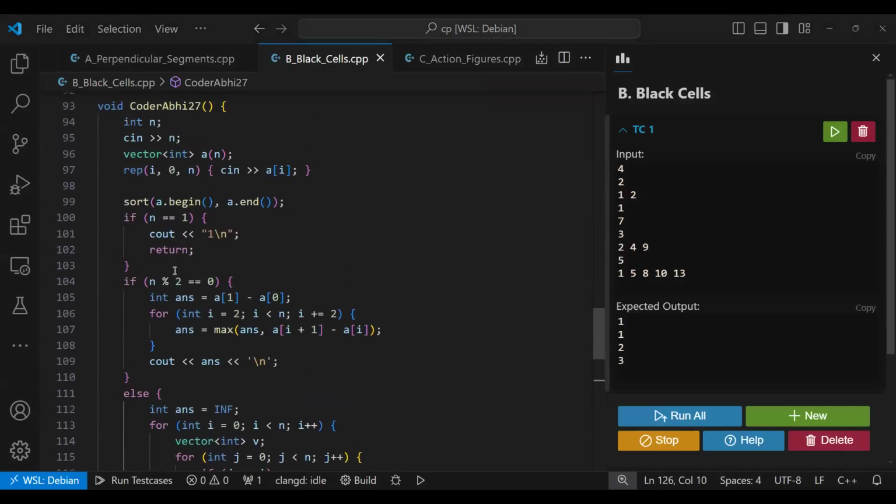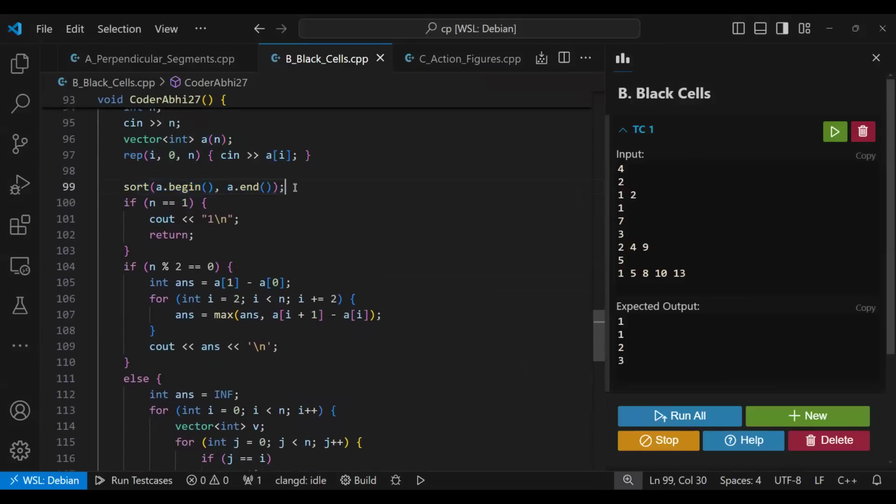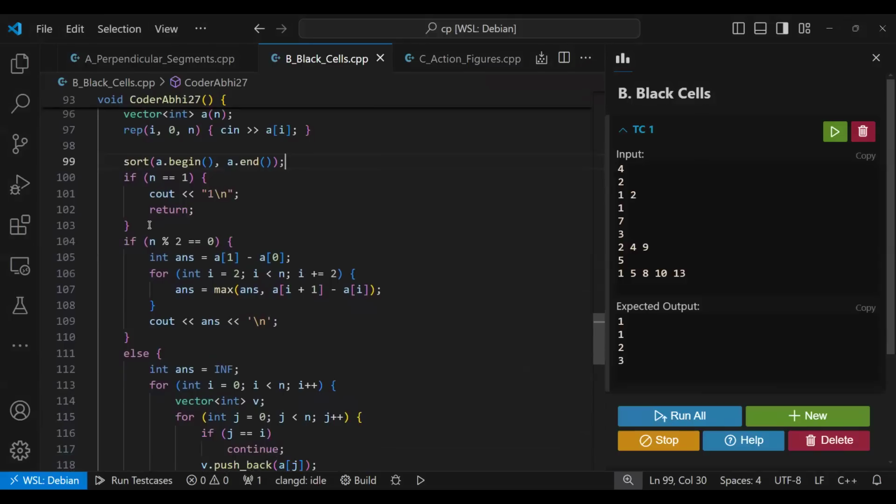I'm explaining the code again. This is my input part. I've taken the input. After that, I've sorted my vector. Then the n equal to 1 case I'm handling separately. If n is 1, I only have one element, so I would just print 1 as my answer. That one element is just the excluded element. It cannot be paired up with anything, so it would be paired with any adjacent one. Pairing with any adjacent would require k to be at least 1. You cannot pair with the same i. So your final k would be 1 for n equal to 1.